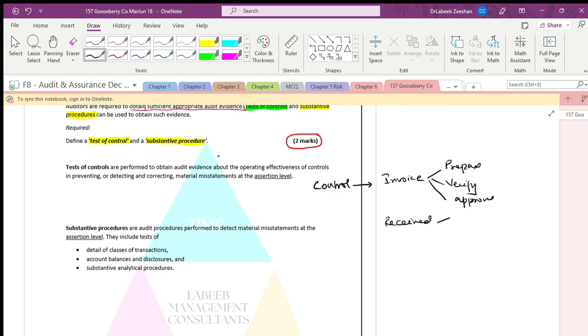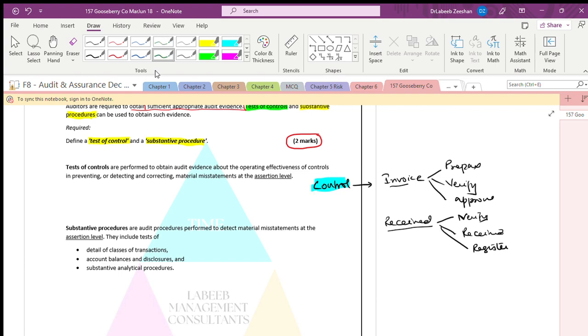When you receive inventory, what will happen? One person will verify. One person will receive. One person will take down in the register. It means I'm giving small examples of what the basic concept with respect to control is. That is what it says.